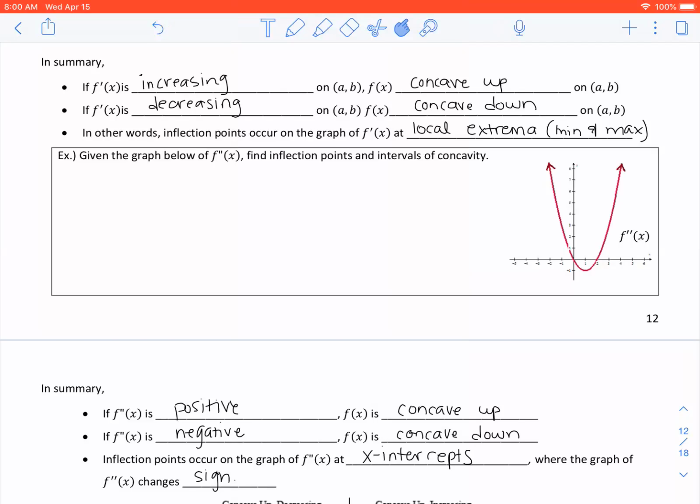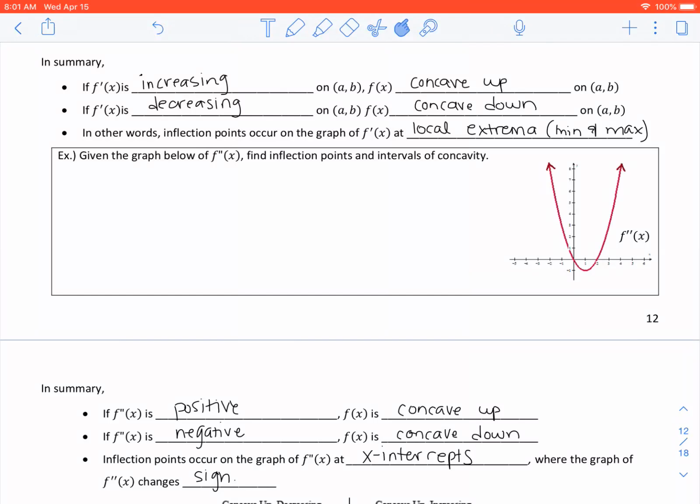We are in section 4.3 on page 12. In summary, if f prime of x is increasing on your interval from a to b, then f of x is concave up on that interval. And if the derivative is decreasing on a to b, then f of x is concave down on that interval. In other words, inflection points occur at the graph of the derivative's local extrema, the mins and the maxes.